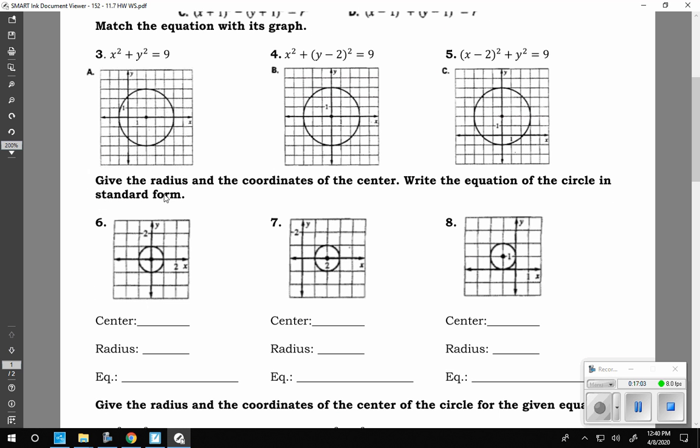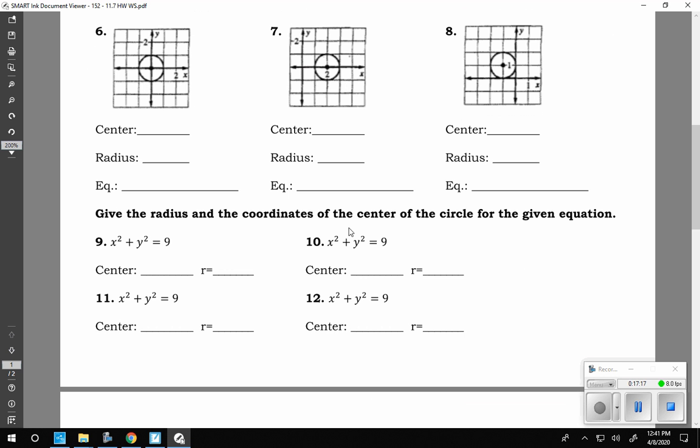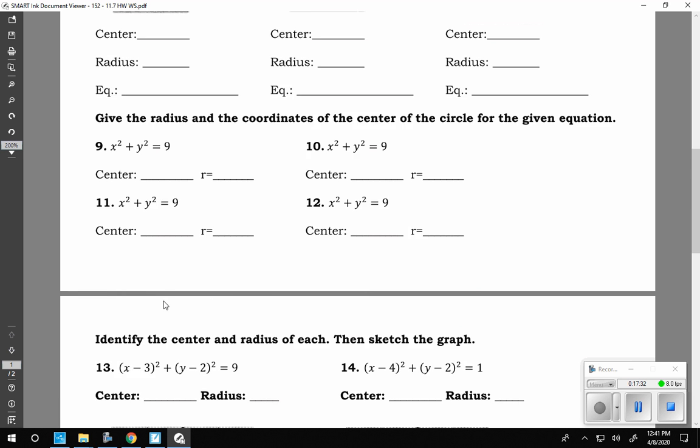Here, you give the radius and the coordinates of the center. Yep, so just write center, like 0, 0. Radius here is 1. And then the equation would be x squared plus y squared equals 1. Give the radius and coordinates of the center of the circle. So all of these have a, whoa. Those are all the same. Okay, that's really odd. Okay, you only have to do one of them. Those should not all be the same. That's weird.